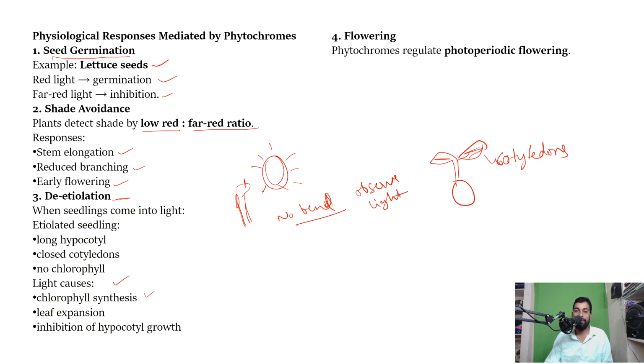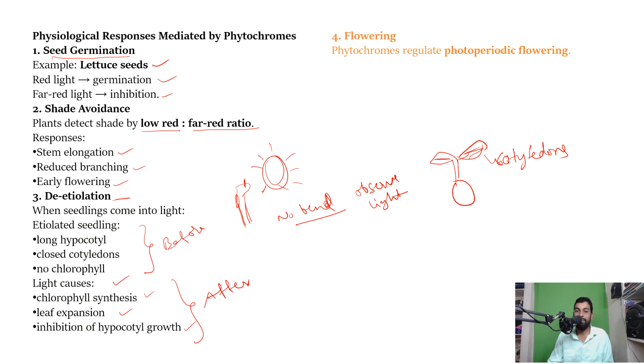Light causes, that means when there is sunlight, chlorophyll synthesis is happening. Leaf expansion, that means cotyledon expansion happens, and also inhibition of hypocotyl growth. Bending towards sunlight is stopping. Already it is getting sunlight, so why would it have to bend towards sunlight again? So it is stopping bending. This is before sunlight, and this is after sunlight.